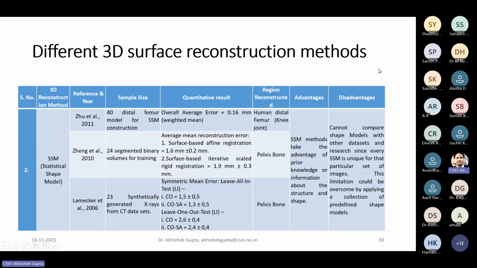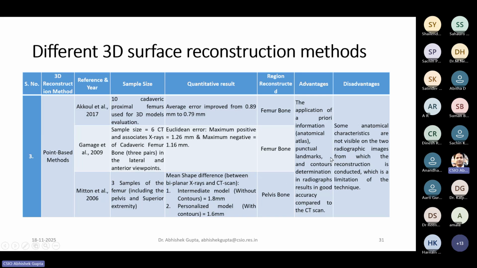The advantage of this statistical shape model was that it uses the prior knowledge of that particular organ, so it gives a higher confidence or higher accuracy level, because that statistical model already has that information. We have also used a statistical shape model in our experiment. Point based methods, which create a point cloud, were used in the same way for the femur bone and pelvis bone.